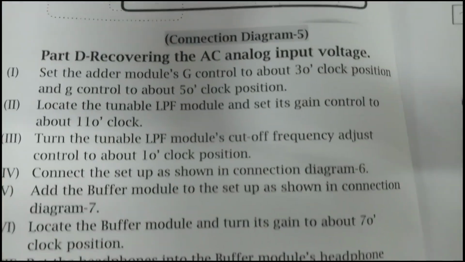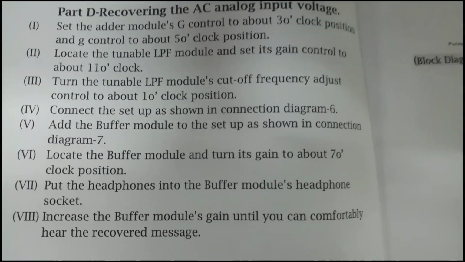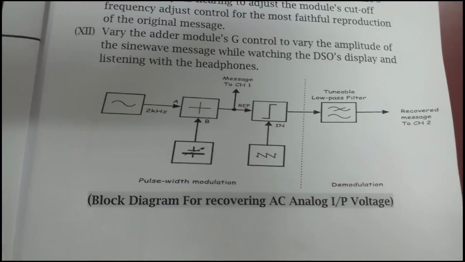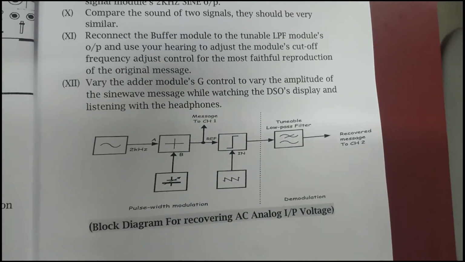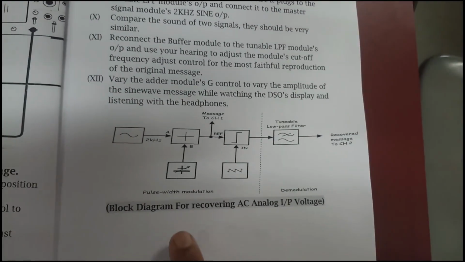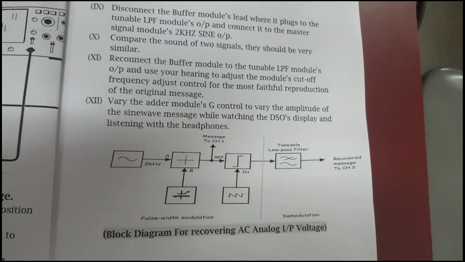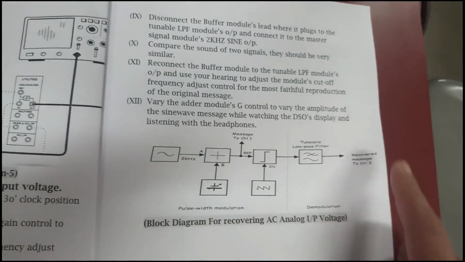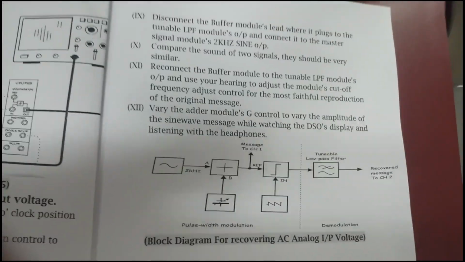So now moving to the fourth part, how to recover the AC analog input voltage. Okay, so this is the block diagram for recovering the AC analog input voltage. This is the first part, pulse width modulation, and this is demodulation. The output of the comparator is given to a tunable low pass filter, and the output of the tunable low pass filter is the recovered message to channel 2.